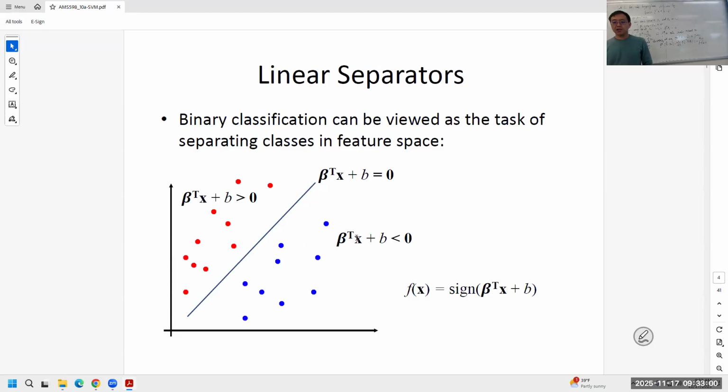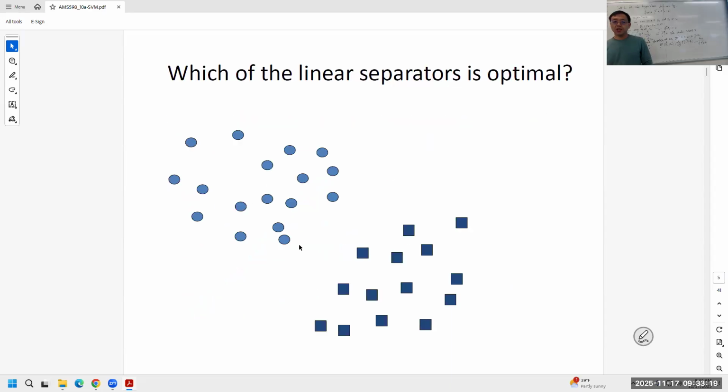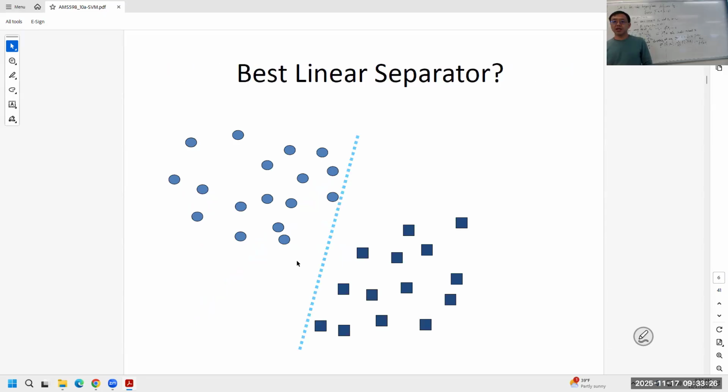Now, in the ideal case, as we talked about, if there are two groups in here, a blue group and a red group, and they are perfectly separable in this two-dimensional space. There are many ways you can draw the line to separate these two groups. Then the question is, what is the best linear line that can separate these two groups?